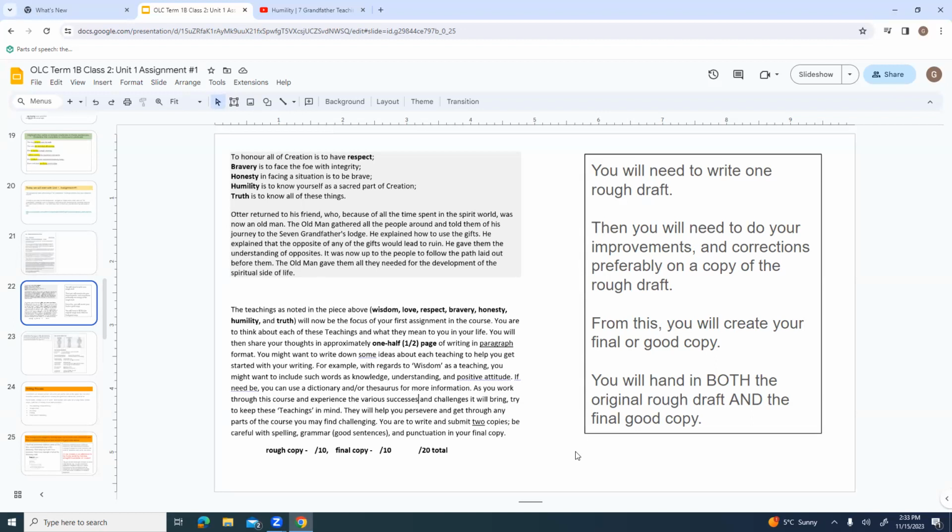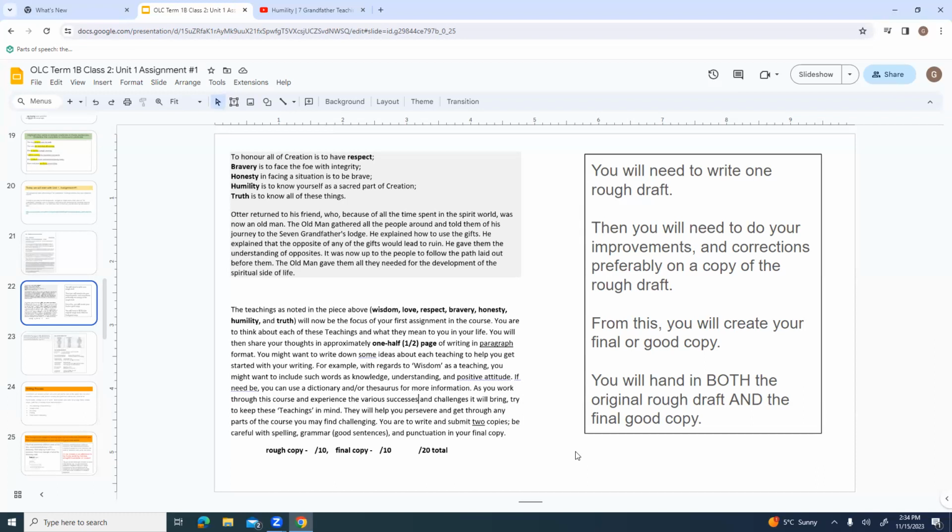I've had a problem with a lot of people thinking that the good copy is supposed to be like printed more neatly. That's not what we're talking about. We're talking about writing more effectively. So the difference between the rough and the final shouldn't be that one is neat and one is messy. The difference is that one should have better spelling and better punctuation and more elaborate sentences. So we're going to talk about how to do that a little bit. That's going to be a main theme of this entire course.